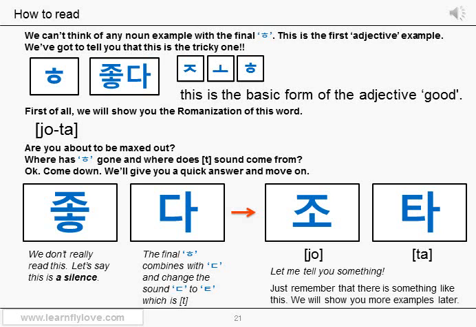We can see the initial consonant, j consonant, which sounds like J in English, and the vowel O right under it. The vowel is positioned under the initial consonant because it's horizontally drawn vowel. And the final h consonant is positioned under the vowel. This is the basic form of the adjective good in Korean.